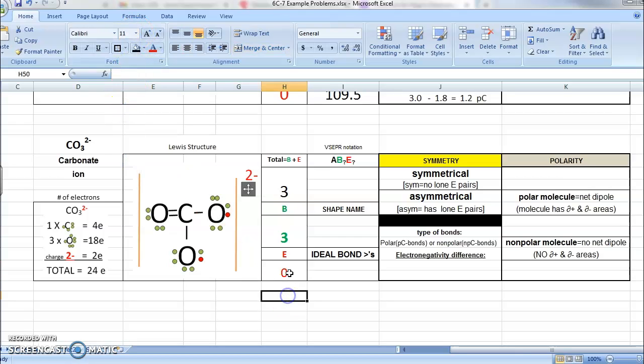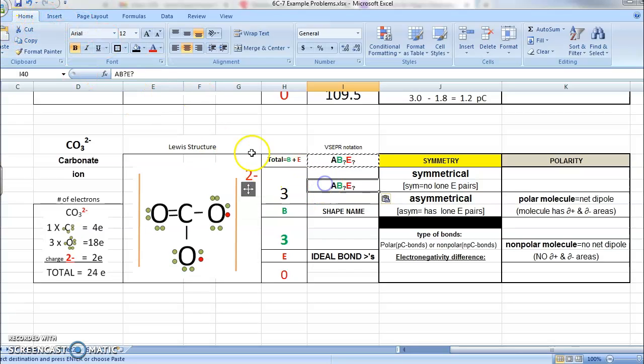And now what's my shape formula going to be? Shape formula is AB what? My B is 3. There are 3 bonded atoms. So on my shape formula, my bonded atoms are 3. My lone pairs on this atom are 0. So I could just write AB3, or I can put AB3E0. It means the same thing. AB3E0 is the same as just AB3.